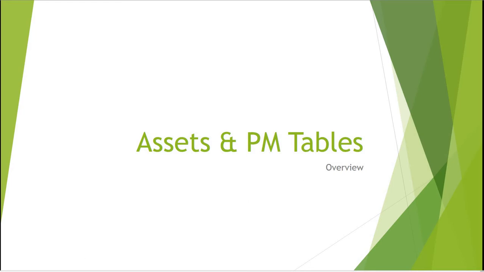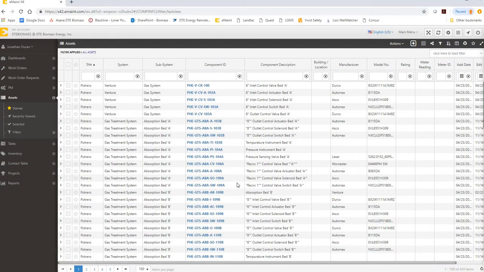So we'll go into eMaint here. So we're going to start with assets. And with assets, we'll just go over the columns of importance. We touched on this briefly in the last video, but go through it again here real quick. Your account will likely look different as far as the columns that are showing up on your assets table.